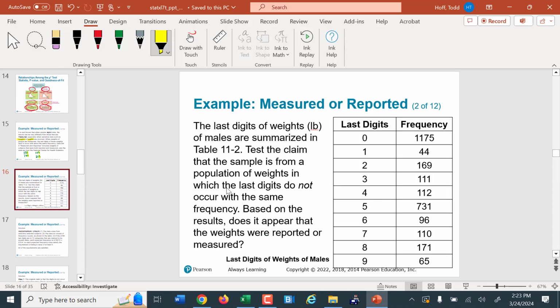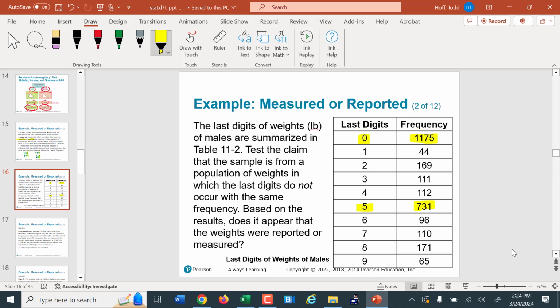So we're going to take a table here of people's weights, and we're just going to categorize their weights by the last digit. Now we find here that 1,175 of those weights ended in a 0. All the other weights are much, much smaller than that, except for the 5, which is 731. Just by looking at this, I can tell you that most likely these were not actual measured weights. These were asking the patient how much they weighed.